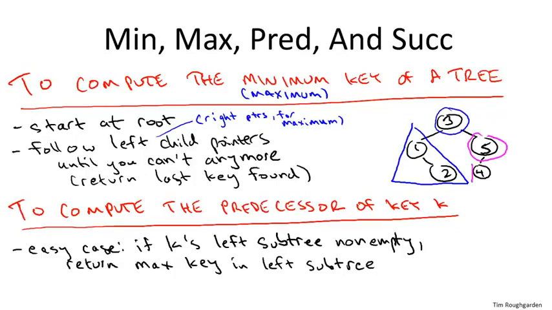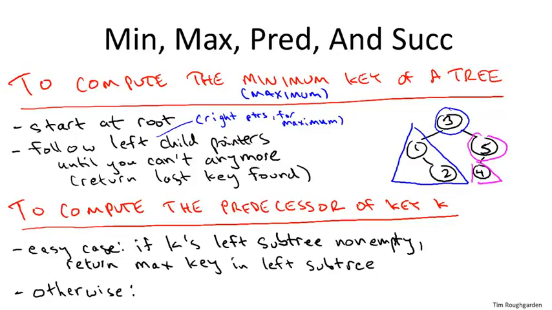And then the other node with a non-empty left subtree is the 5, and its left subtree is simply the element 4. Of course, the maximum in that tree is also 4, and you'll notice that is indeed the predecessor of 5 in this entire search tree. So the trickier case is what happens if you have a key with no left subtree at all. Okay, so what are you going to do if you're not in the easy case?